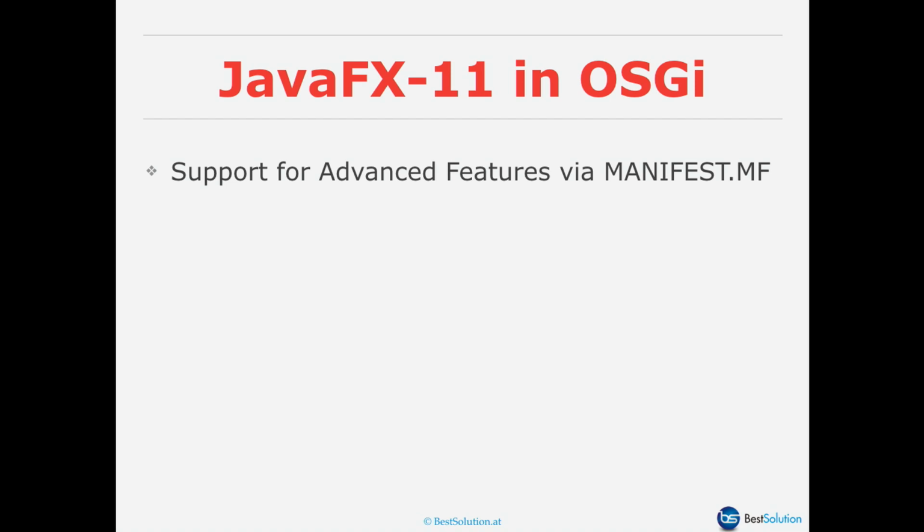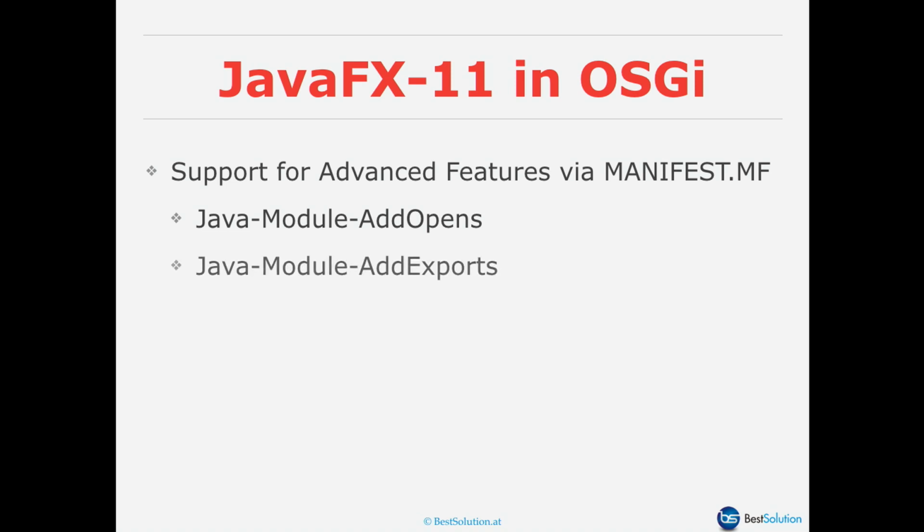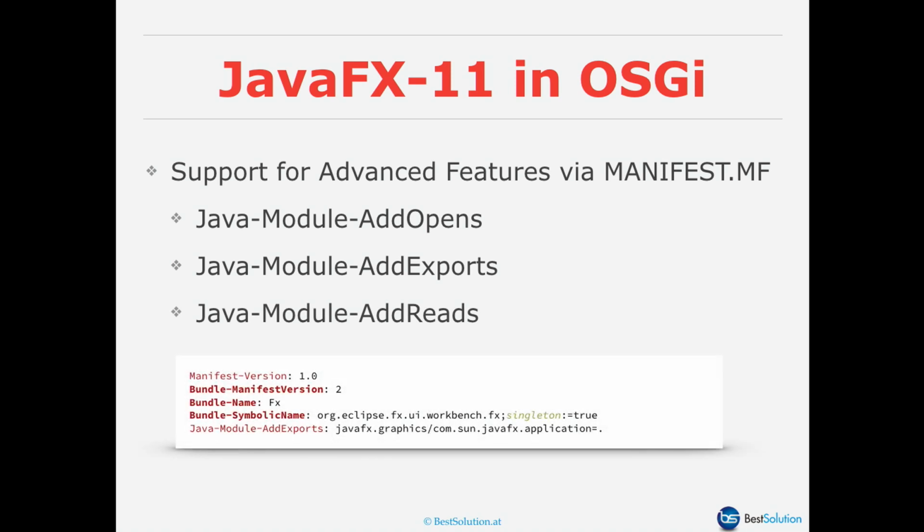Because we are now doing this all at runtime, spinning up the layer, we have specialized manifest headers allowing you to say, I'm an OSGi module and I need to access an internal class of JavaFX base, for example. You just need to add an add-opens, you add an add-exports, you add an add-reads. This is how we use it.